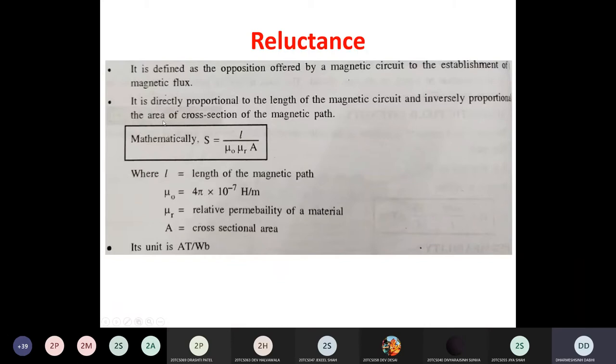The mathematical equation of reluctance, which we call S, is S equals L divided by mu 0 into mu r into A. As you know, the equation of resistance in the electrical circuit is R equals rho L by A. Clear? Same way in the magnetic circuit we have reluctance. L is the length of the magnetic path in which the magnetic flux is passing. Mu 0 is the absolute permeability constant, 4 pi into 10 raised to minus 7 henry per meter, and mu r is the relative permeability of the material.